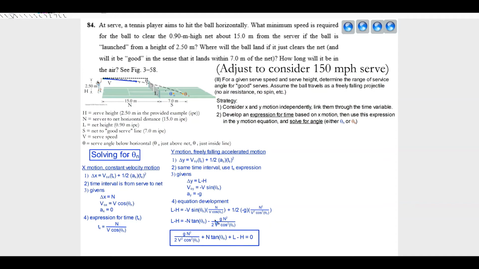So when I go through and rearrange this equation algebraically, I get g times n squared all over 2v squared cosine squared theta n plus n tangent theta plus L minus h is equal to 0. Again, just follow through that math and you can see that that's the way that it works. Let's go ahead and open up a Desmos screen.